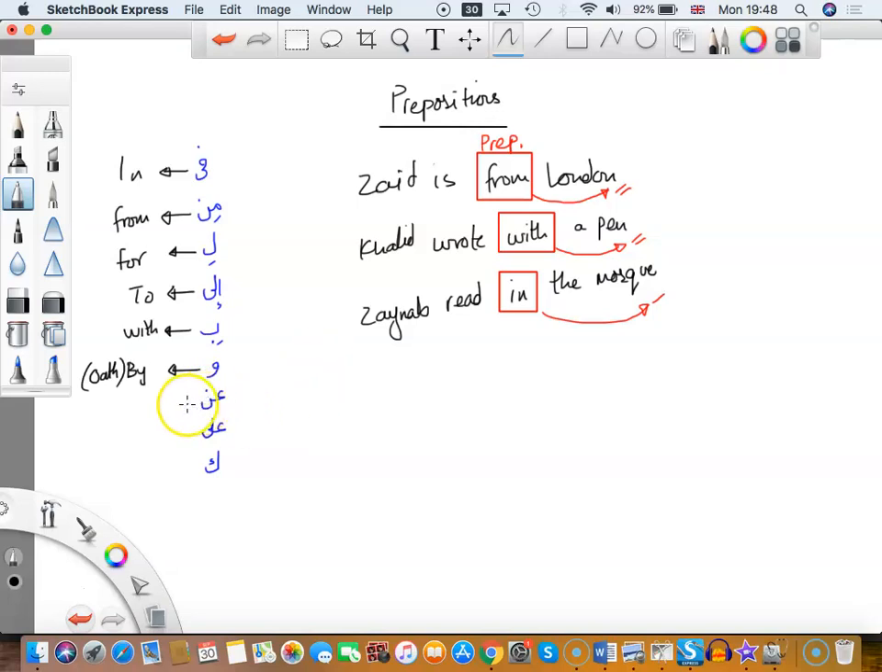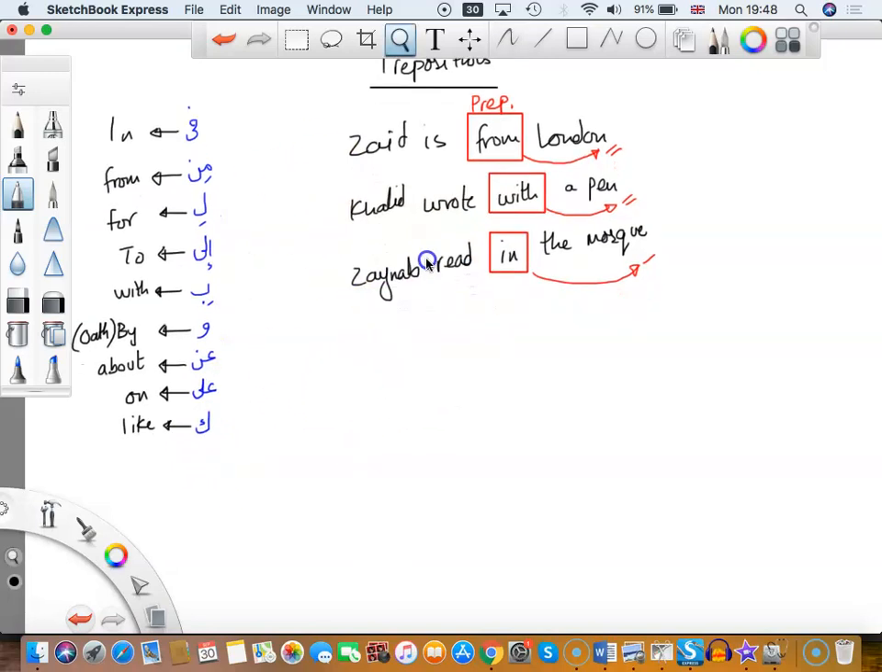Yeah. An, what does an mean? Yeah, about, regarding, about. What does ala mean? On. And what does ka mean? Like. Yeah. Like you say, the sun is like a light. The sun is like a light. That kind of like. Not like the sun likes the light. Not that, yeah. Alright, everyone got this? Alright. So now let's have a go at some examples now.